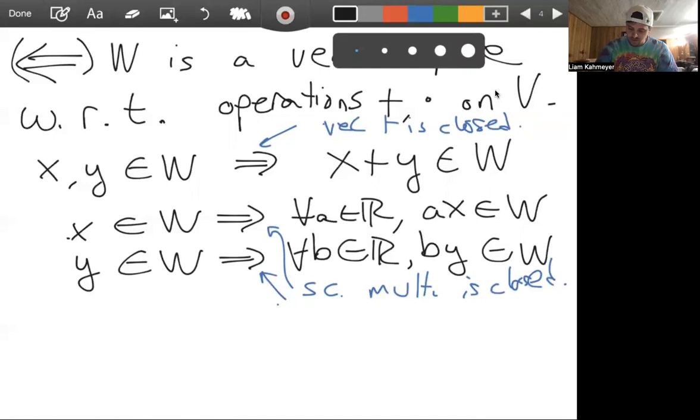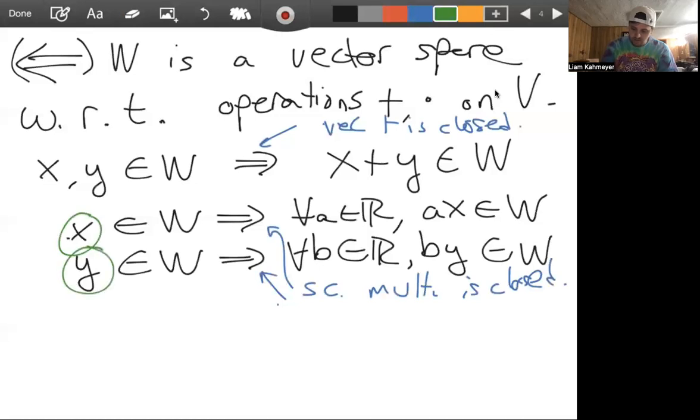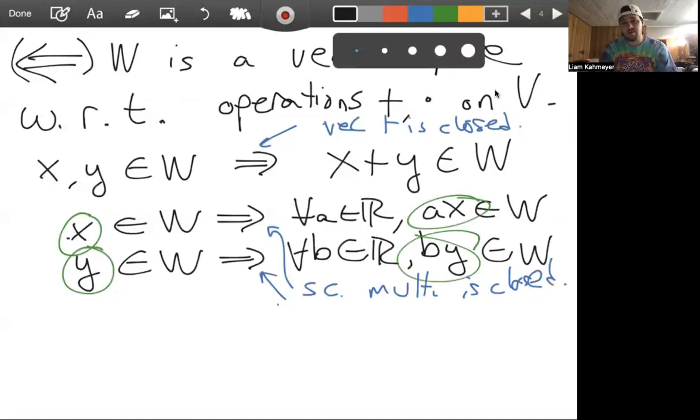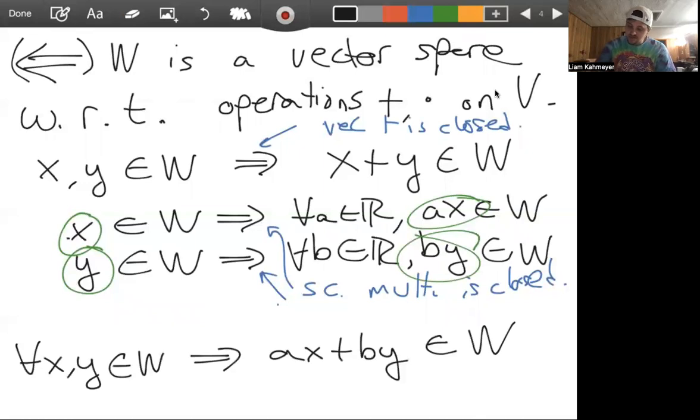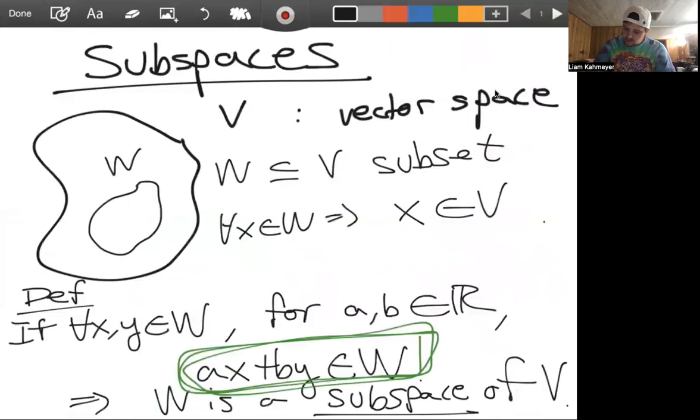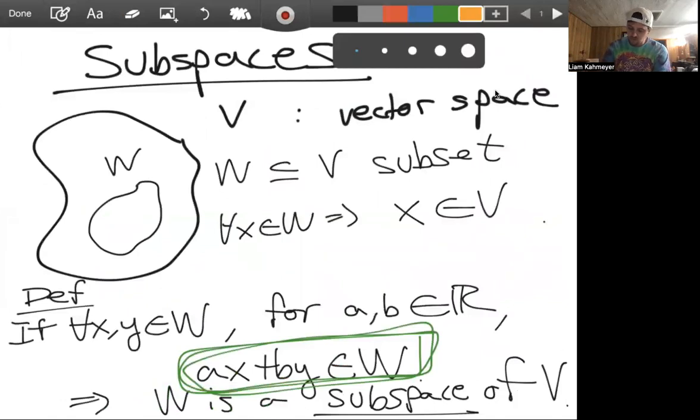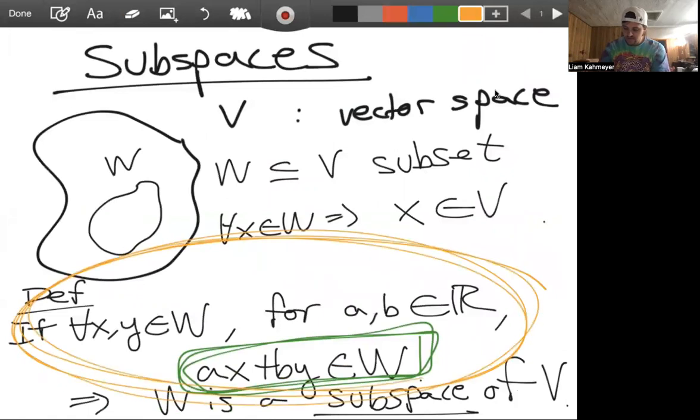Well, then let's take all of this information and put it together. Now, what do we have? If X is an element of W and Y is an element of W, then we know that AX and BY are elements of W. And if AX and BY are elements of W, then their sum is also in W. So for all X, Y in W, this implies that AX plus BY is an element of W. And this is precisely what we need to show for a subset of a vector space to be a subspace, right? That's exactly what we needed to show.